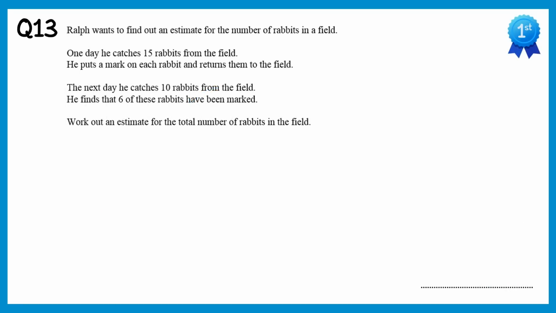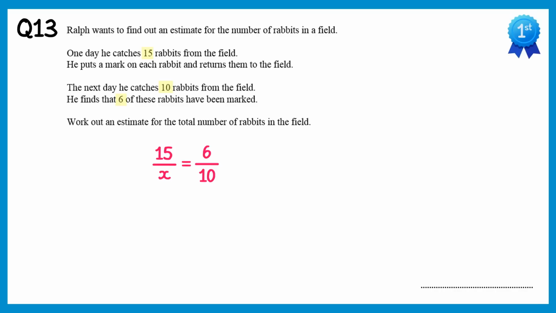This is a capture-recapture question. So we have two captures, and in both of the captures we want the proportion of rabbits that are marked to be the same. So if we look at the first capture, there were 15 captured, out of a total which we don't know, so the proportion that are marked is 15 out of a total x. For the second capture, we're capturing 10 rabbits, and 6 of those were marked, so the proportion that are marked is 6 over 10.